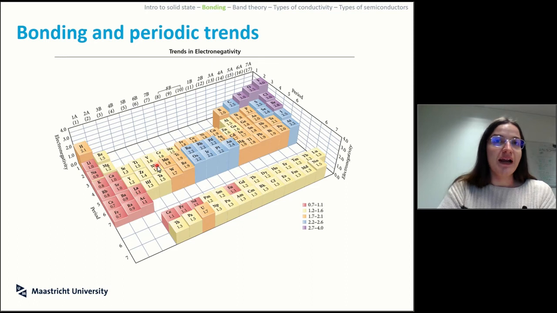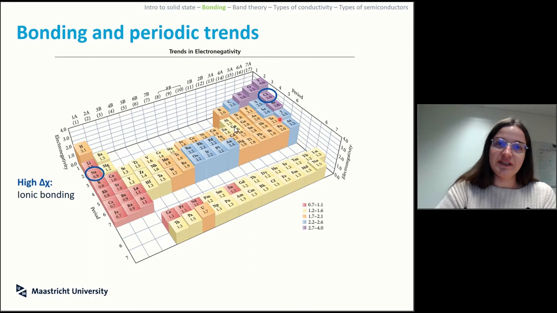There are a lot of ways that you can try to systematize these types of bonds, because they appear or not appear, or appear at different degrees depending on what constituents from the periodic table you have. Inevitably, they come as a reflection of the periodic properties of your material. So here I plotted a nice 3D periodic table. So you don't only have the periodic table that you're used to with period and group, you also have the electronegativity. So these blocks are higher if the electronegativity is higher.